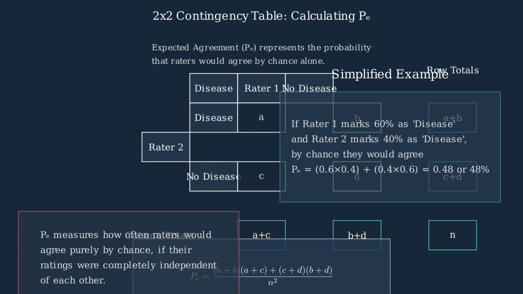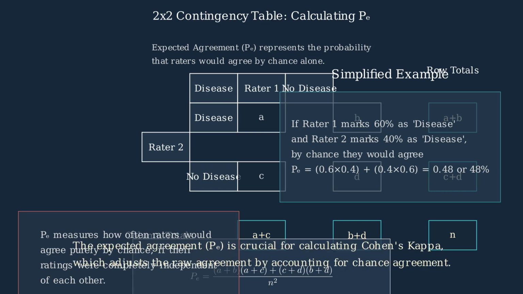If rater 1 marks 60% of cases as disease, and rater 2 marks 40% as disease, then by chance alone, they would agree on 48% of cases. The expected agreement value is crucial for calculating Cohen's kappa, as it allows us to adjust the raw agreement by accounting for chance agreement.